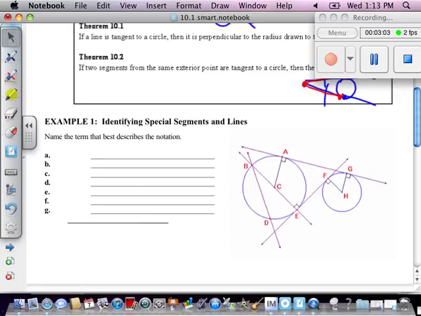Now, all we're going to do for A through H is define what they are. What is F? Secant. No, it's not. It is letter F. That means a point. So it's the point of tangency.